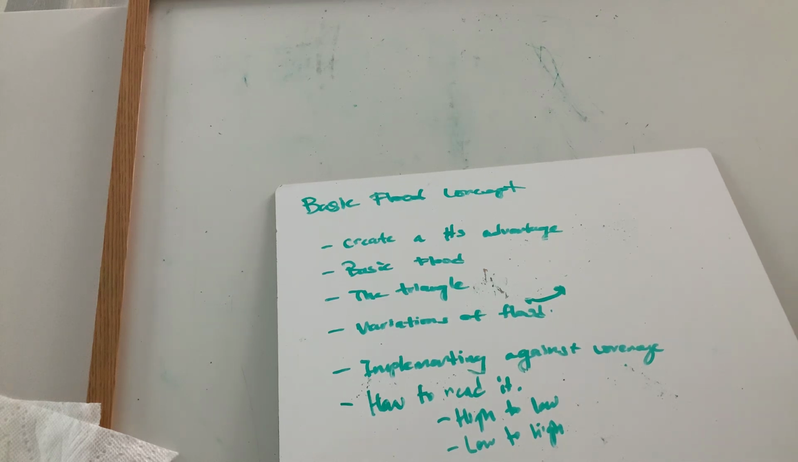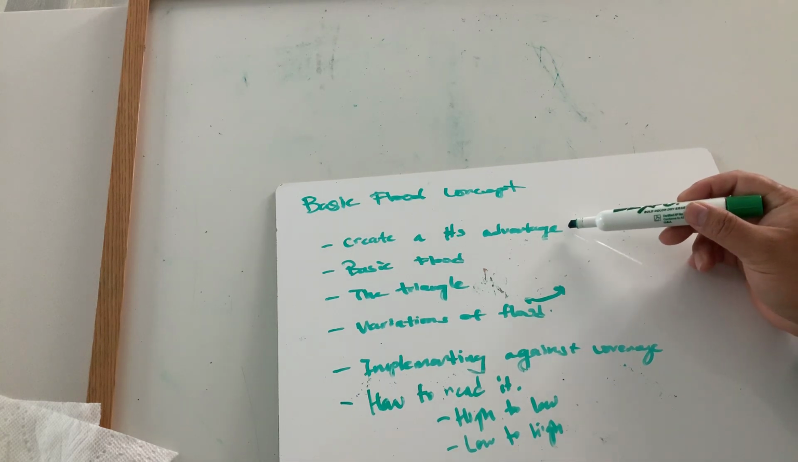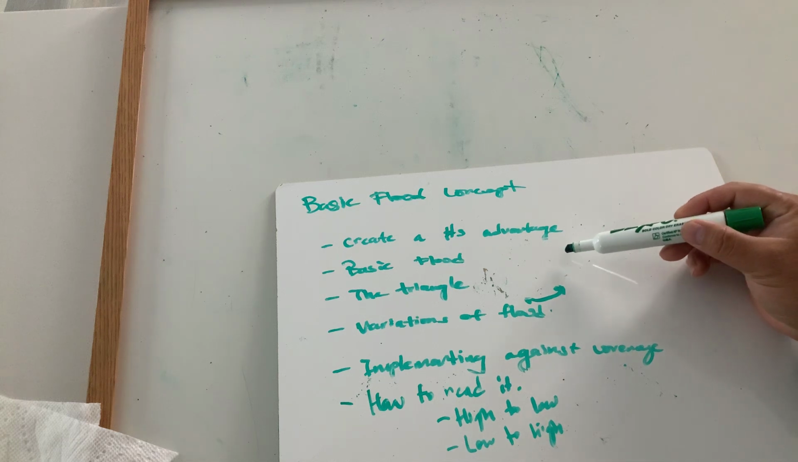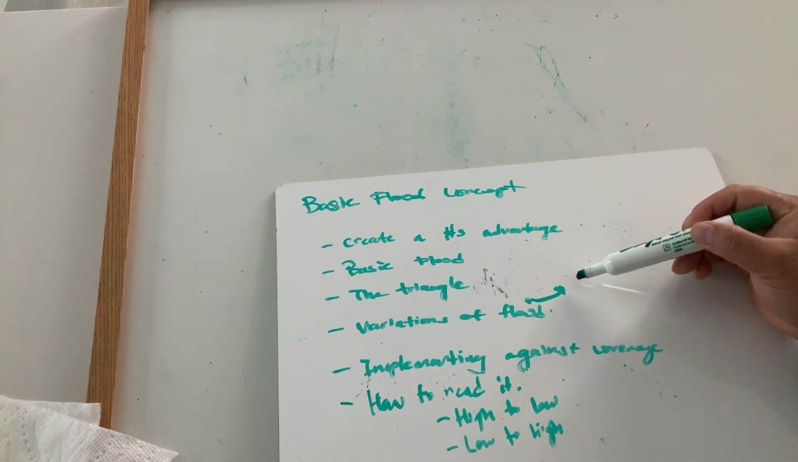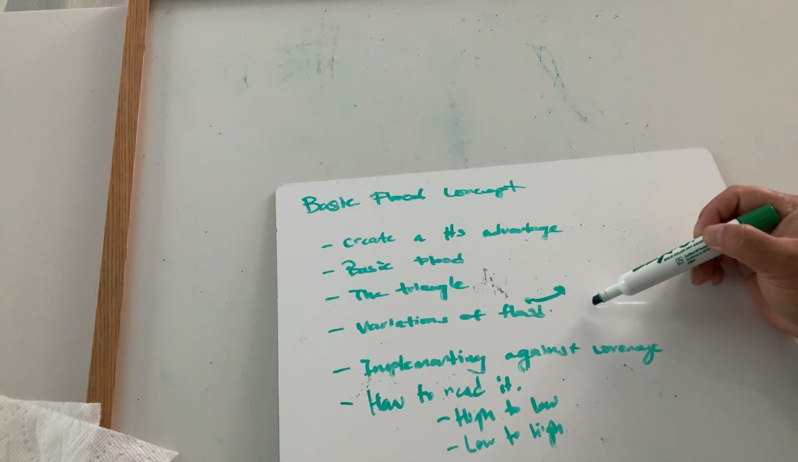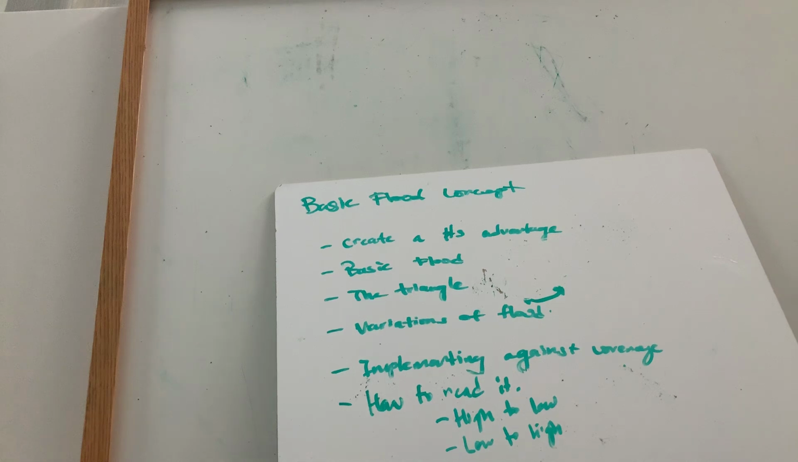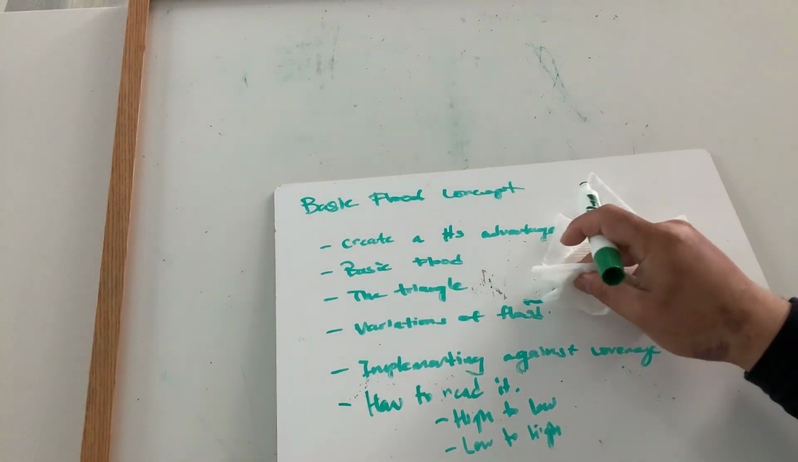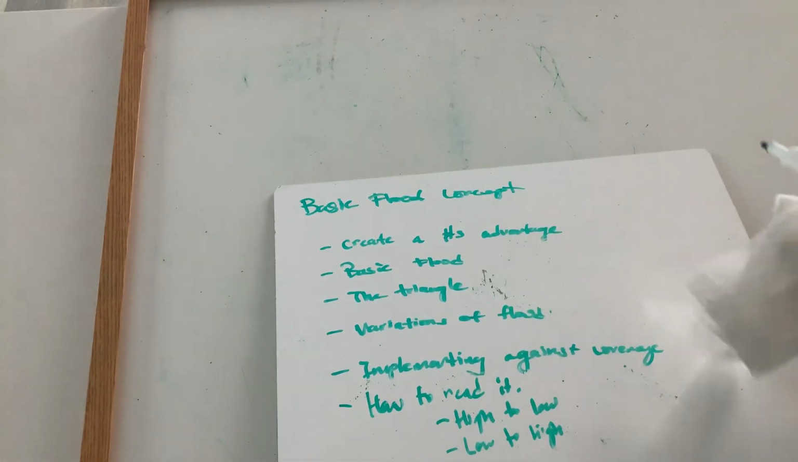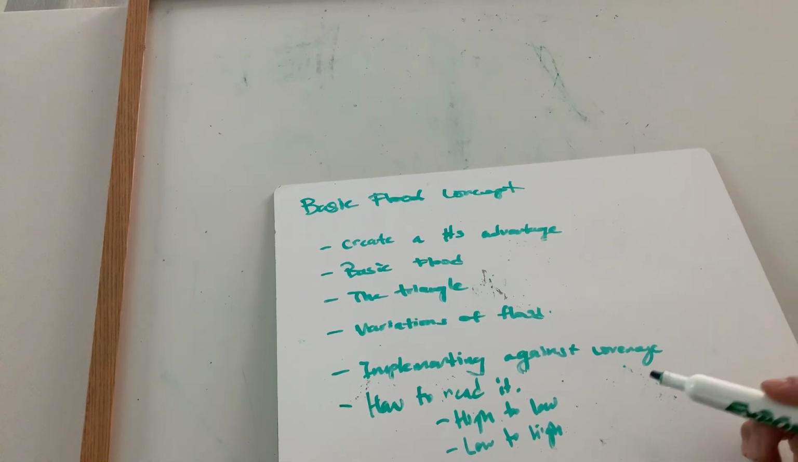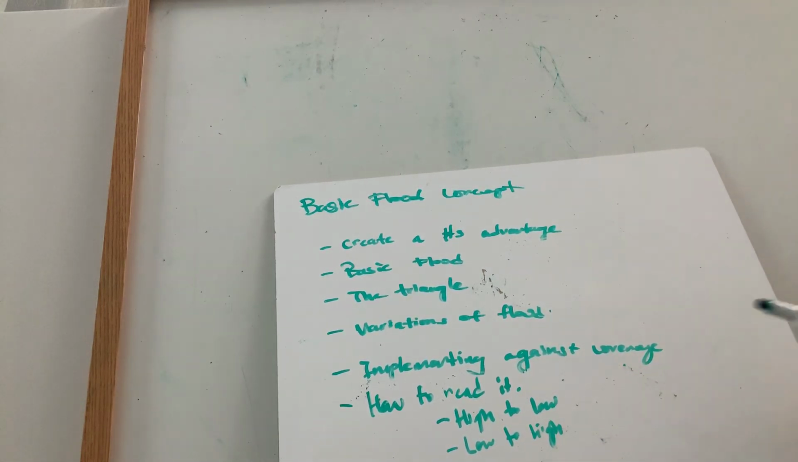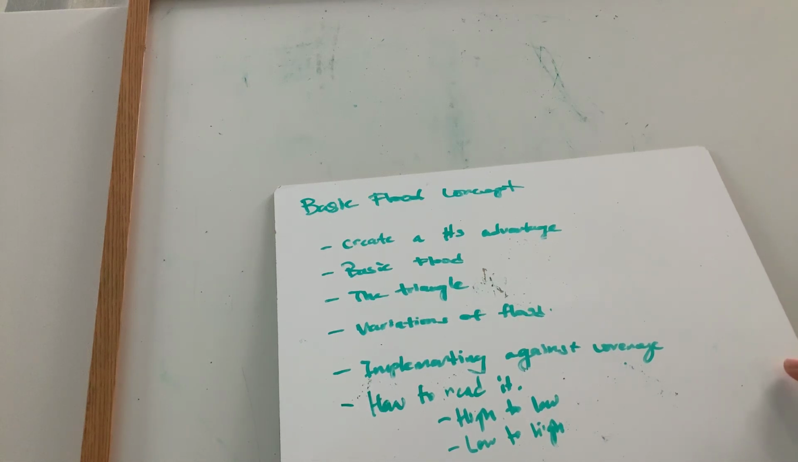Right now, talking basic flood concept. So I'm going to talk through a number of things: how we're creating a numbers advantage, the basic flood concept, the triangle, and then from that, the variations of flood. Then we're going to talk about how to implement it versus various coverages and how it adjusts versus various coverages, and then finally how to read it, high to low, low to high. Those are the main ways, and I'll talk through the different pros and cons of those things. Let's go ahead and get started.